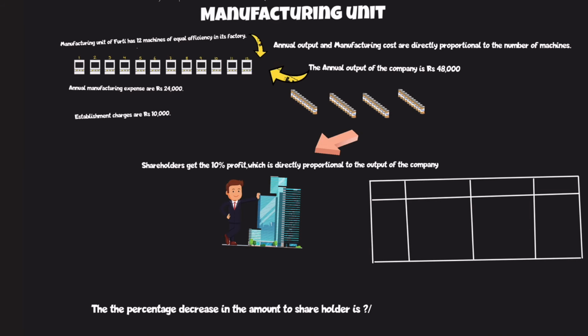So let us understand how we solve this now. How many machines do I have now? First 12 machines. So I'll make a table which will represent the machines and what is dependent: annual output and manufacturing cost.